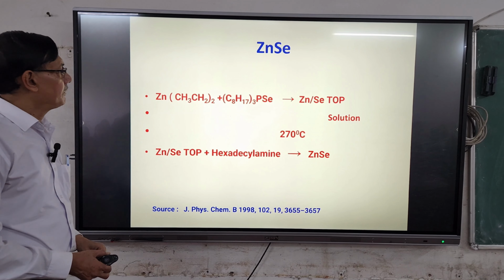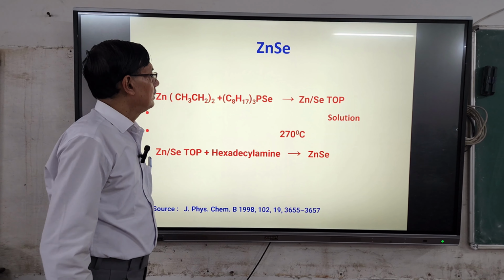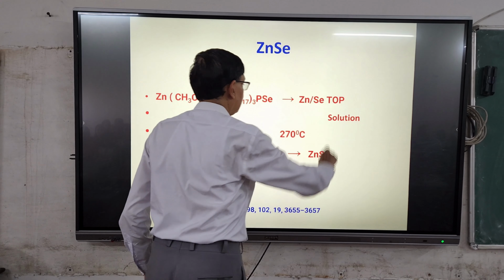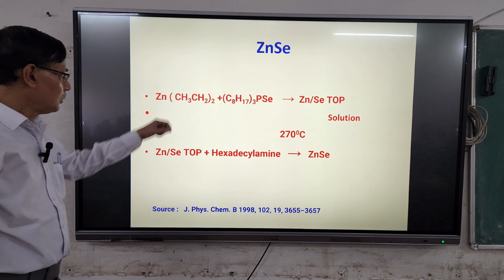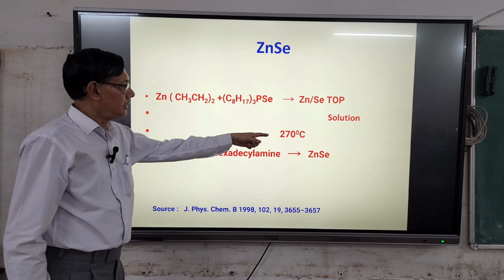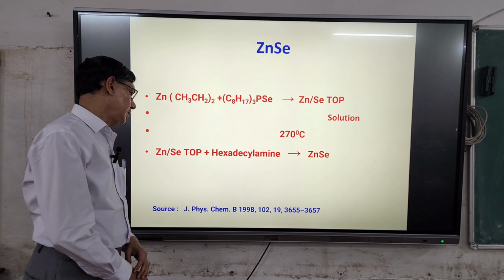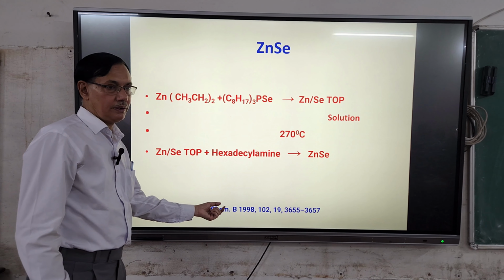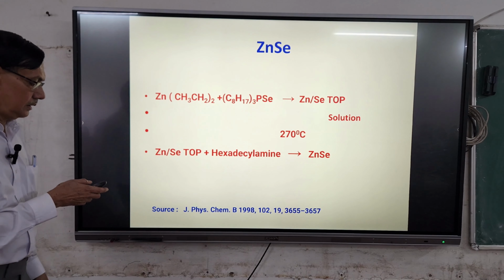So dimethyl zinc, and again a solvent related to the selenium, and this type of solution is formed. And then you have to add one stabilizer, hexadecylamine. Temperature is 270 degrees centigrade. So this is a two-step mechanism, but this method is important because this is the first paper by which one can synthesize this zinc selenide compound.